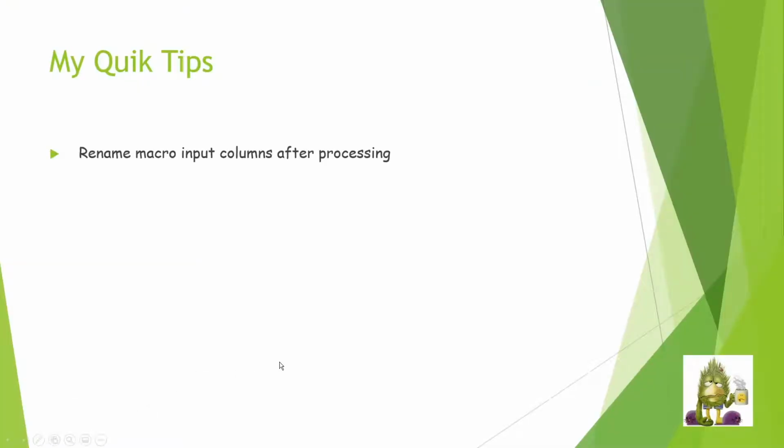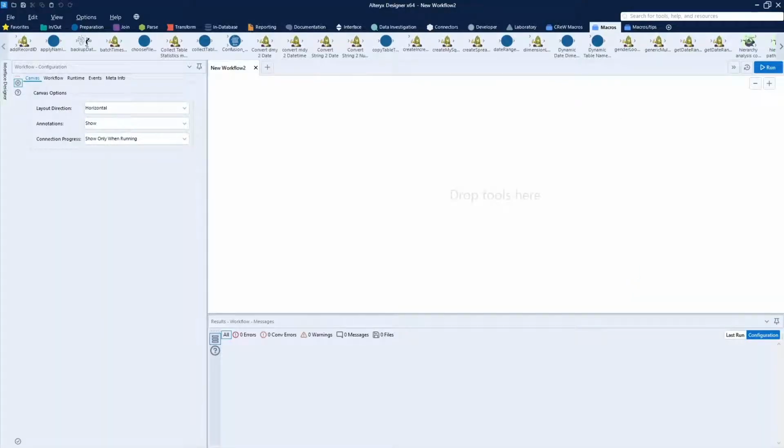So the first quick tip is to rename the input columns that come out of your macro. Part of me likes to believe that this should be the first thing that you learn to do, and I apologize if I didn't cover it completely or accurately in some of my earlier videos, and I struggled to work with my macros and not understand this quick little methodology. And when I finally did, I use it for every place that I have macro input.